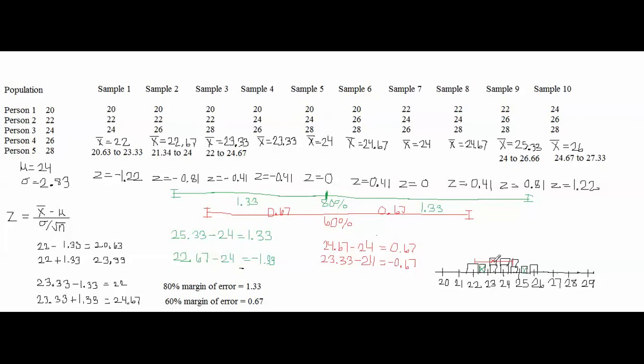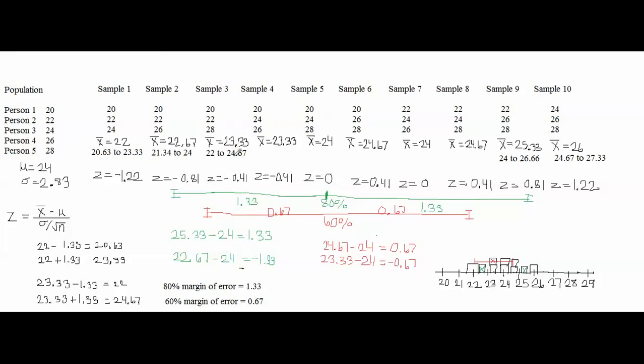Notice how when I use the sample mean of 23 right here, which one of the samples would that be? Well, it's actually a sample mean of 23.33, which is either sample 3 or sample 4.